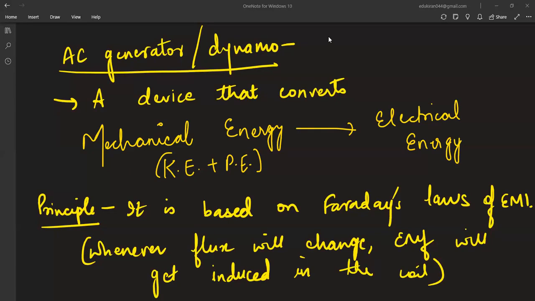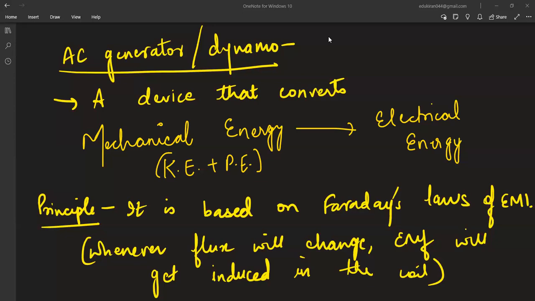Okay, so what's the principle that the AC generator is based upon? Same, EMI. This is actually connected to EMI a lot. In some books, this is a part of EMI itself. So it is based on Faraday's laws of EMI. What were Faraday's laws of EMI? Whenever flux changes, EMF will be induced in the coil. And the second law: the EMF that is induced is directly proportional to the rate of change of flux. So your entire AC generator is based upon both these laws.